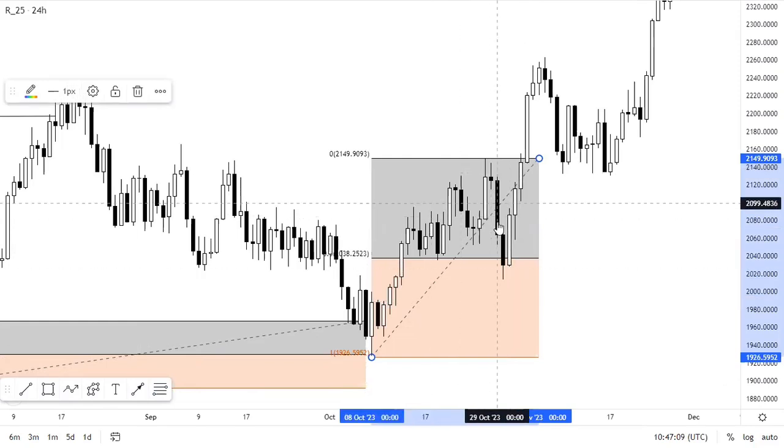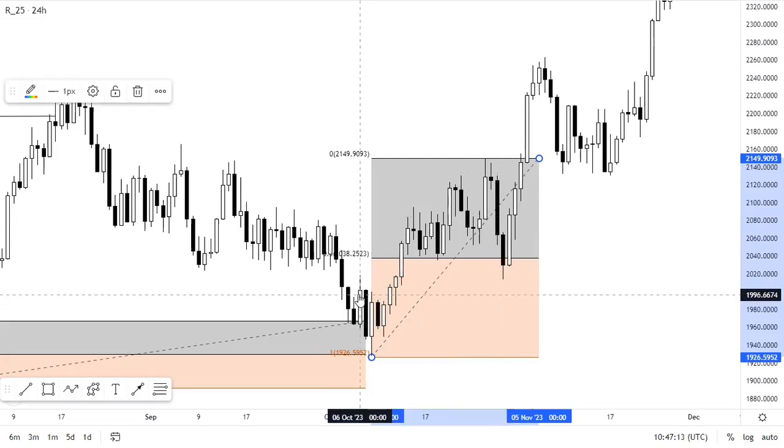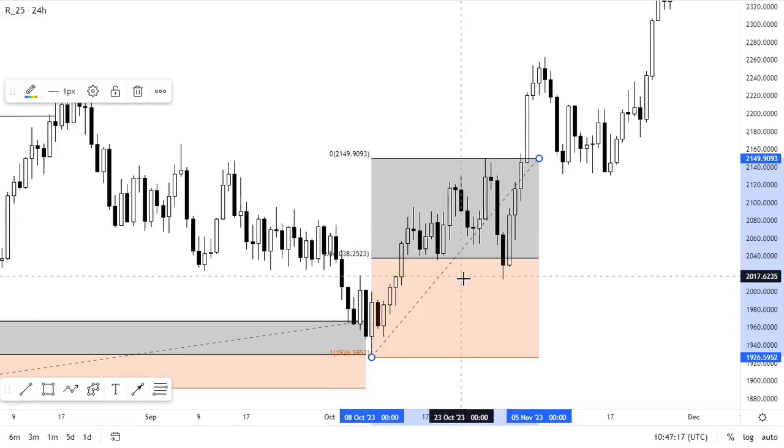Market came back into our discount level. Our market used our breaker block here. The market used the breaker block for a continuation. Market used our breaker for a continuation. You can check my video on PO high also. Market used that breaker for a continuation.